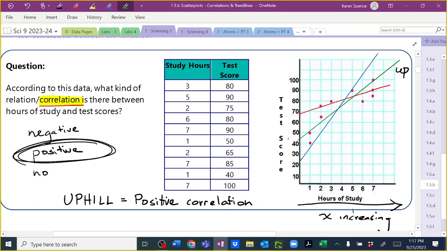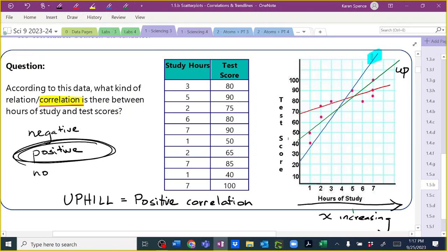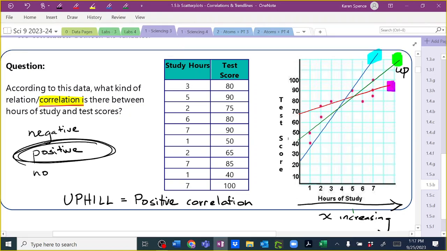All right, I have drawn 3 lines. One of them is red. One is blue. And one is green. Okay, so I have one that's red, one that's blue, one that's green. Which of those 3 lines do you like the best? Chat with your partner, take a vote. Do we like red, blue, or green?